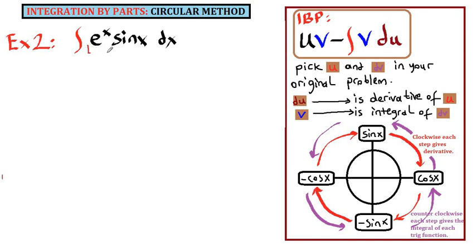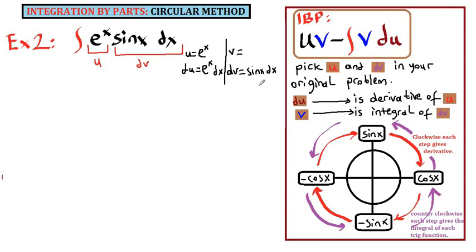Again, let e to the x be our u and sine x dx be our dv. If e to the x is our u, then du will be the derivative of this, which is e to the x dx. And we said our dv is sine x dx. Then our v will be the integral of this, the integral of sine x. If you go one step counterclockwise, you get negative cosine x. Now we're going to plug this into the integration by parts formula, u times v minus the integral of v du.